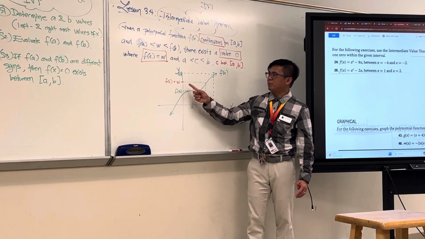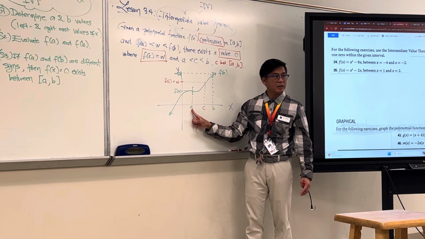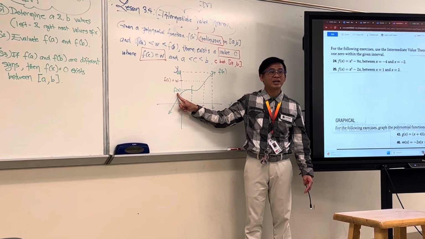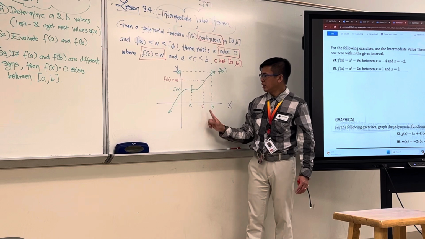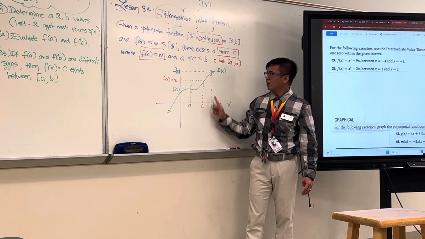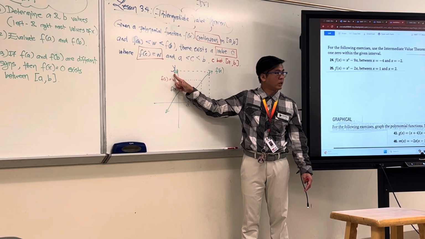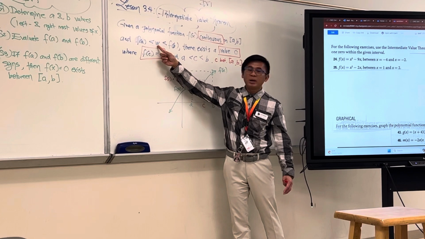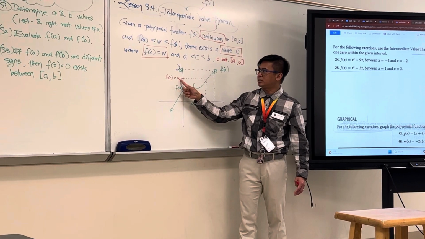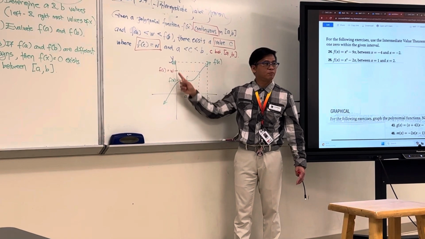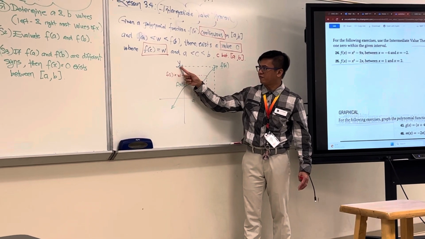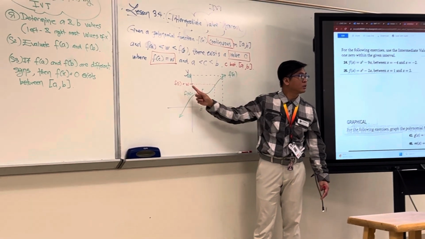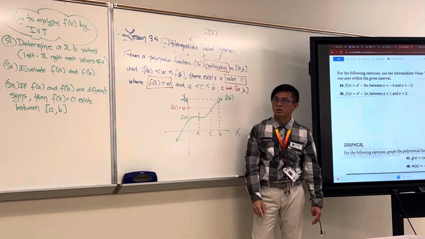Now, since this is A, the x value, then f of A is its y coordinate. Since this is B, given, then f of B is its y coordinate as well. Now, there's also a given W, and that W is in between f of A and f of B. So if this is f of A and that is f of B, then W must be somewhere in between them. All right, so that's why this inequality in here.